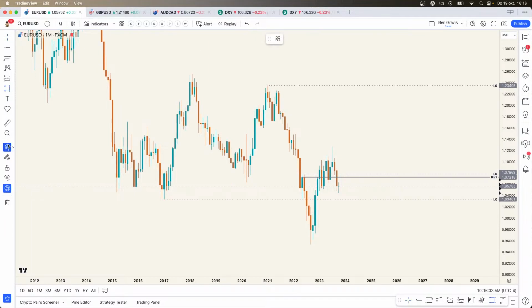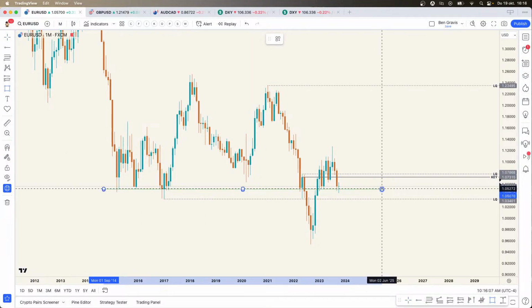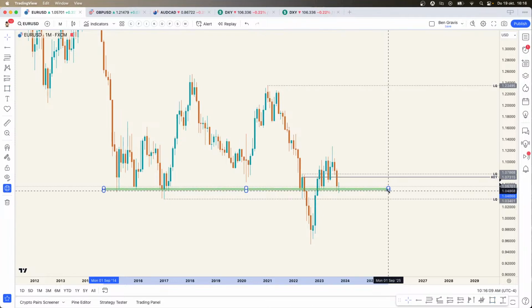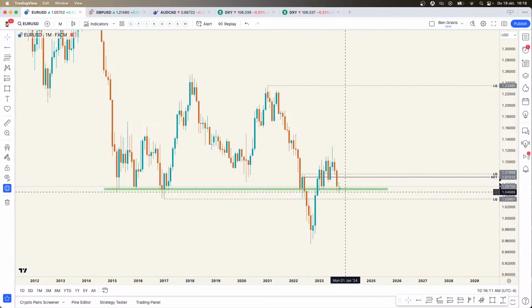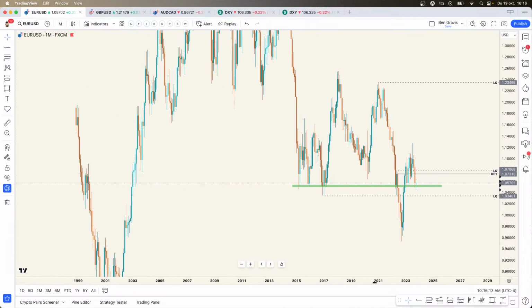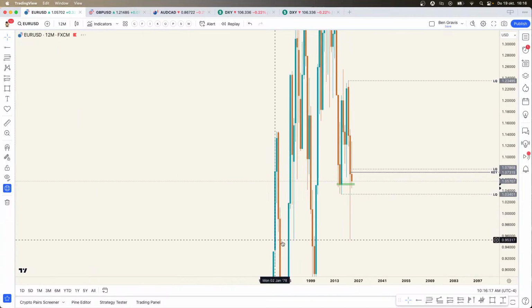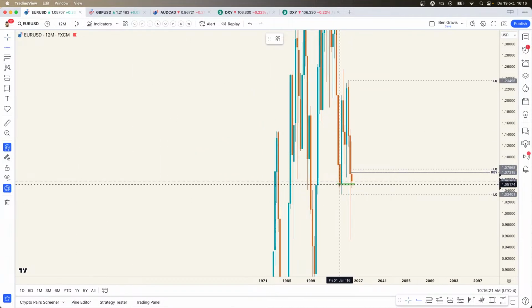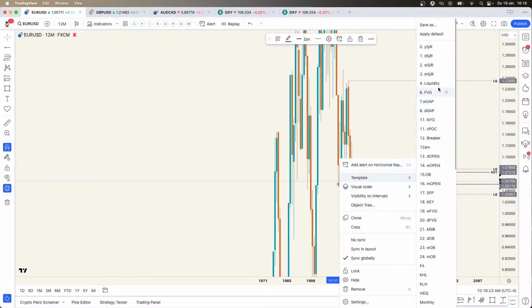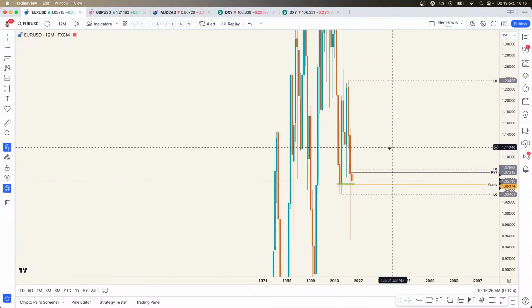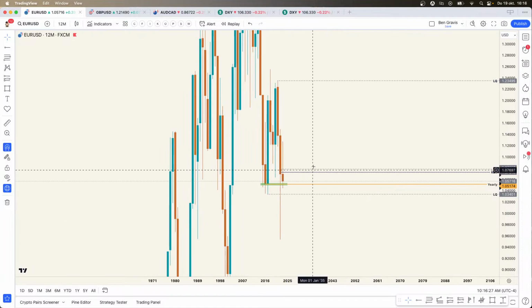Overall support is basically where we are at the moment. So you do really want to hold this level as a support. If I even go into the yearly chart, we can see this yearly support. That's quite big.